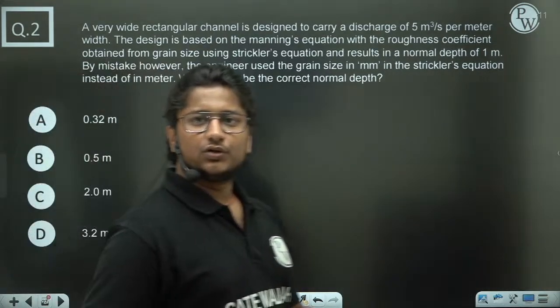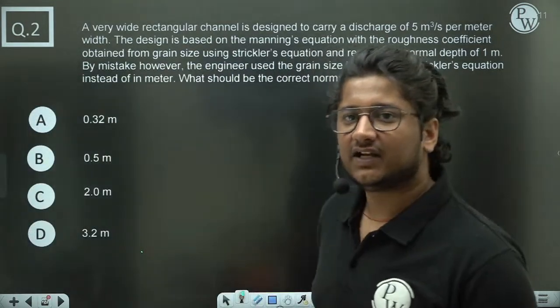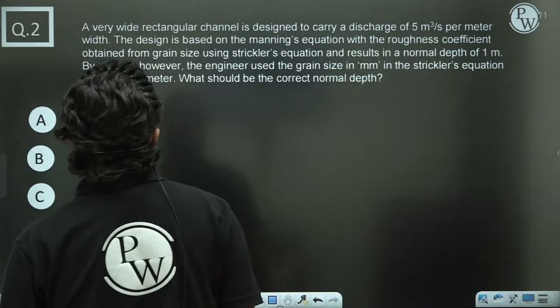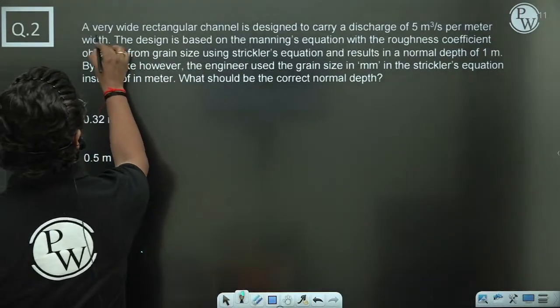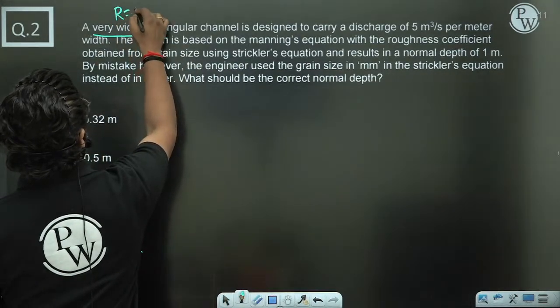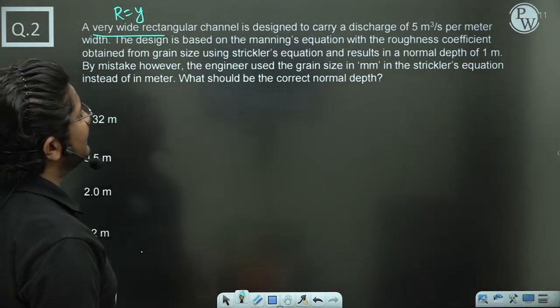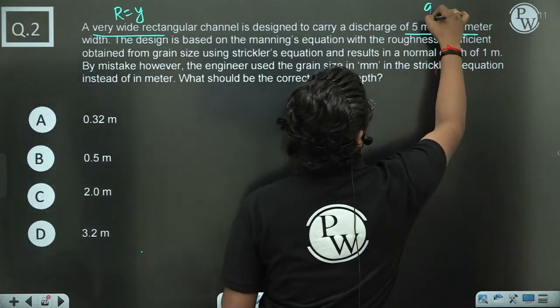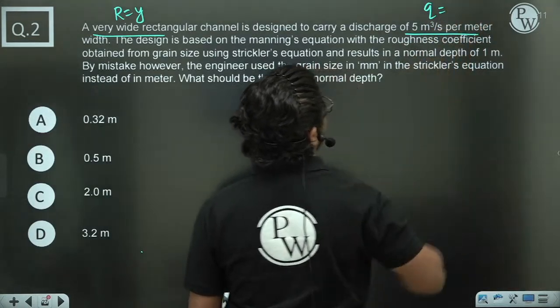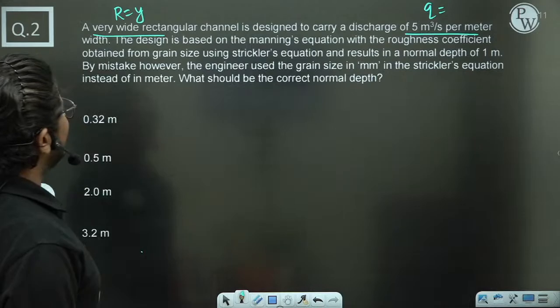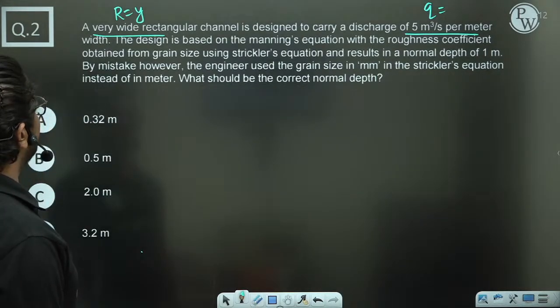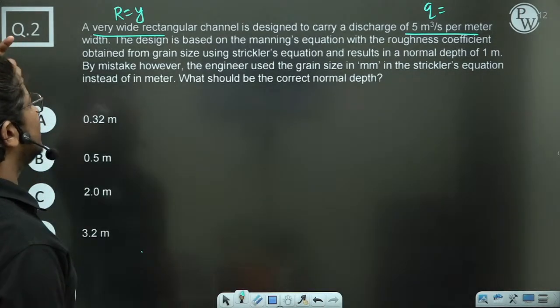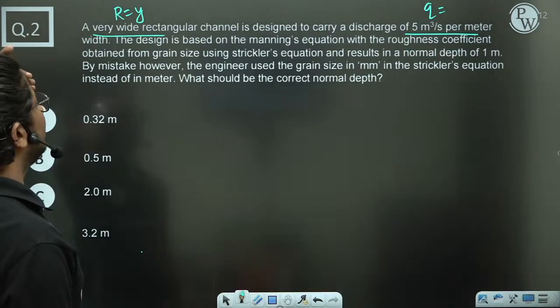Okay, so any of you who have not answered this, enough time I have given you. Now again, it's a very wide rectangular channel. So again, R equal to Y, designed to carry a discharge. So this is discharge per meter, that means small q is given to you. Design is based on the Manning's equation with the roughness coefficient obtained from the grain size using the Strickler equation and results in a normal depth of 1 meter.